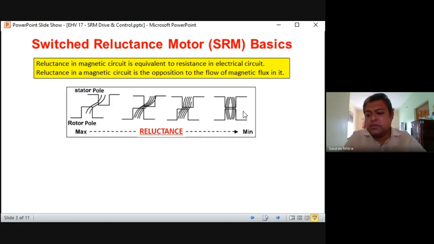So I'll show you a video, a 7 to 10 minute video. You would understand exactly how the switch reluctance motor basically works.